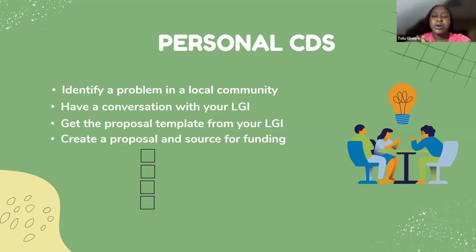Then get a template from your LGI. So your LGI is going to give you a template and tell you your proposal should have maybe an opening statement, your proposal should have budget, and the budget should not be funded by your family or by you. The budget has to be funded by an external party. The LGI will also tell you that for NYSC to recognize this project as a CDS, as a personal CDS, for you to be able to receive an award or to become a national honoree, you need to implement your project maybe 2 months before passing out or 1 month before passing out. You also need to give them a report. You need to submit your report so and so day. So these things are important.